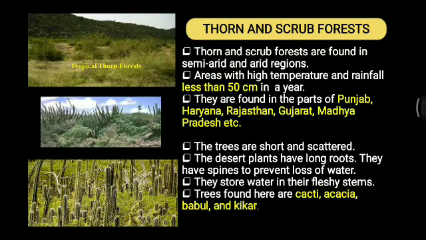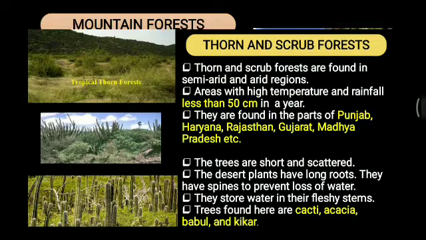Now they have fleshy stems. They store water in their fleshy stems. And the vegetation found here are cacti, acacia, babul, and hika. So all these kinds of plants are grown in these forests.